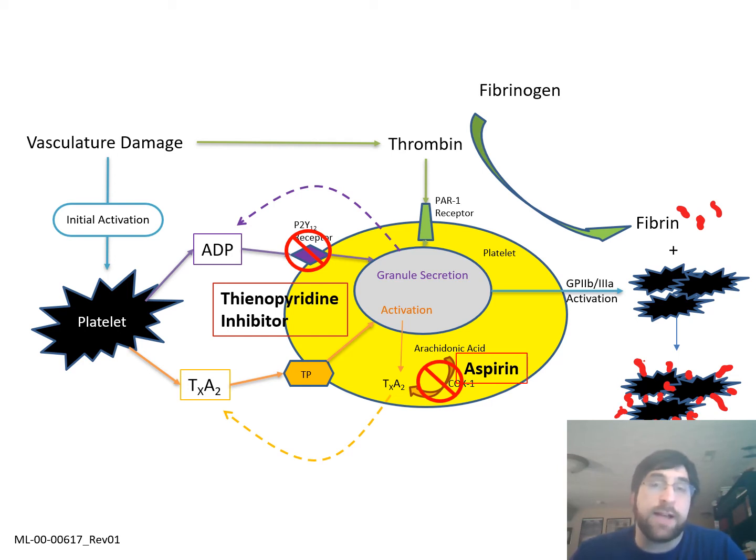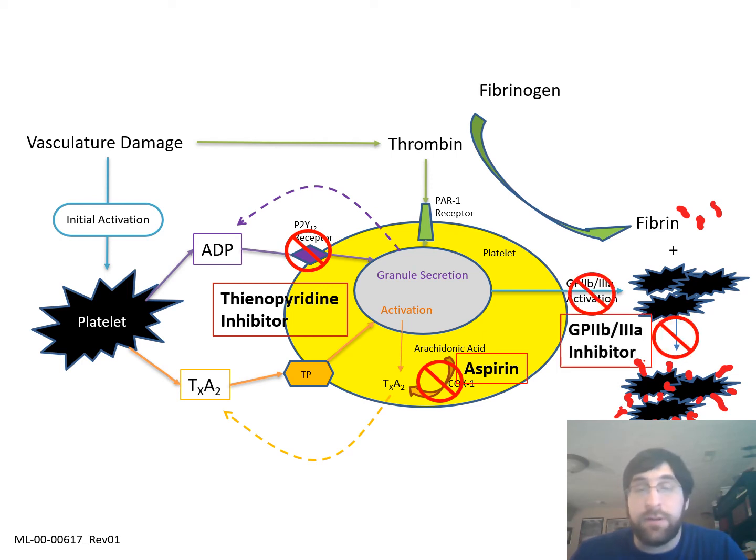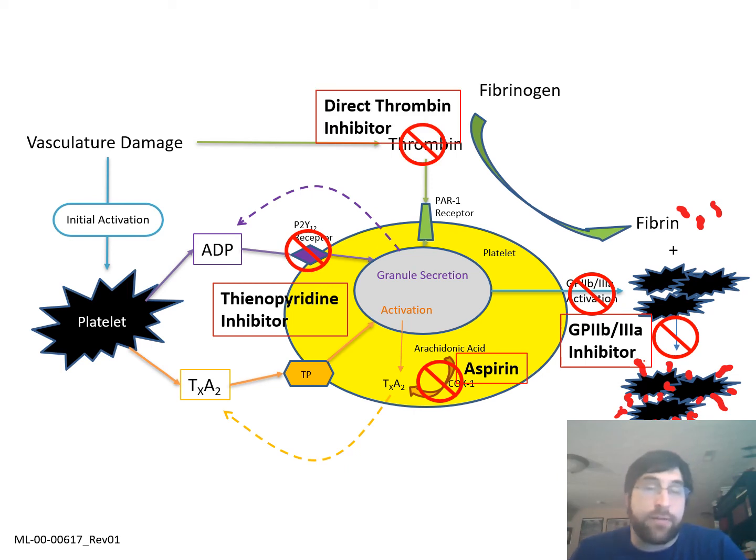There are also two classes of intravenously available platelet inhibitors: the GP2B3A inhibitors, which prevent the aggregation of platelets to other platelets via fibrin. Abciximab, eptifibatide, and tirofiban are all examples of this class of inhibitor. Also available are the direct thrombin inhibitors, such as argatroban, which will prevent platelet activation by removing thrombin from circulation so that it cannot bind to the PAR receptors present on the platelets.